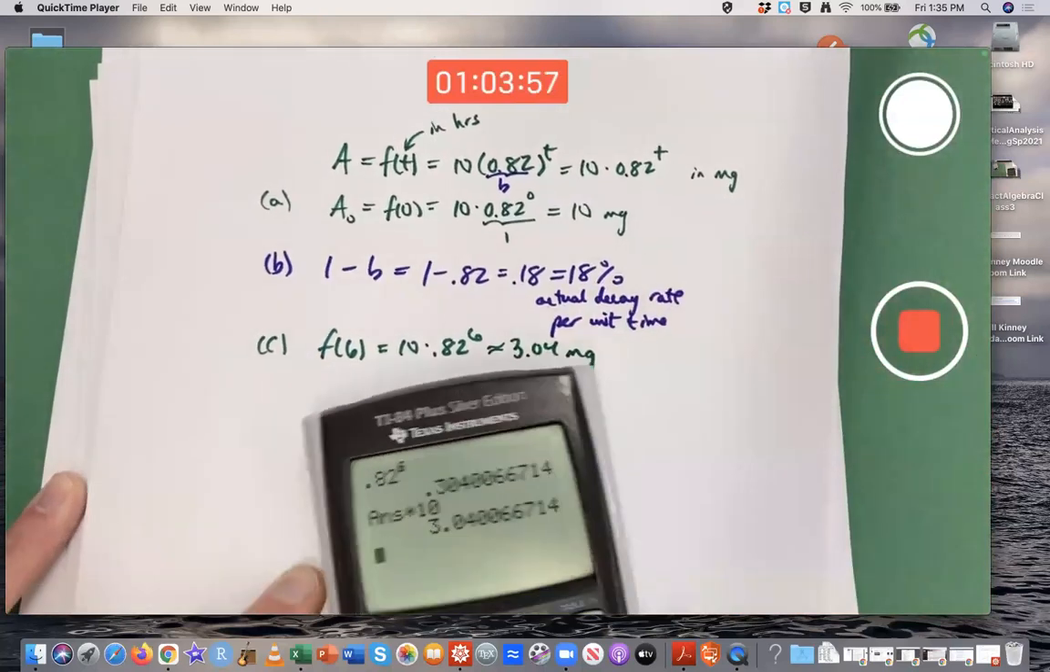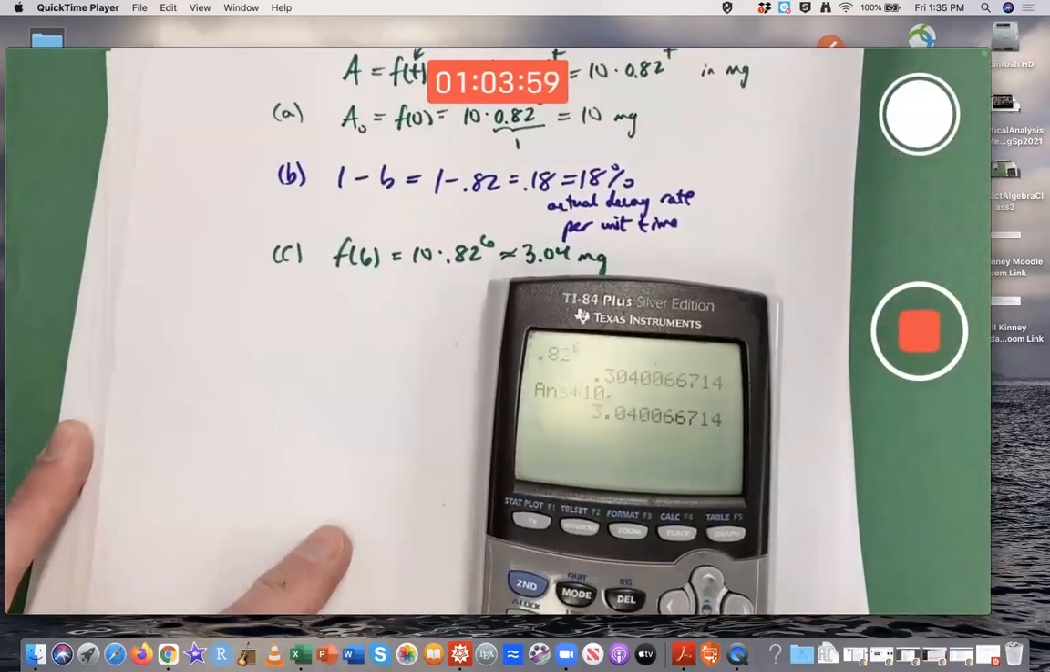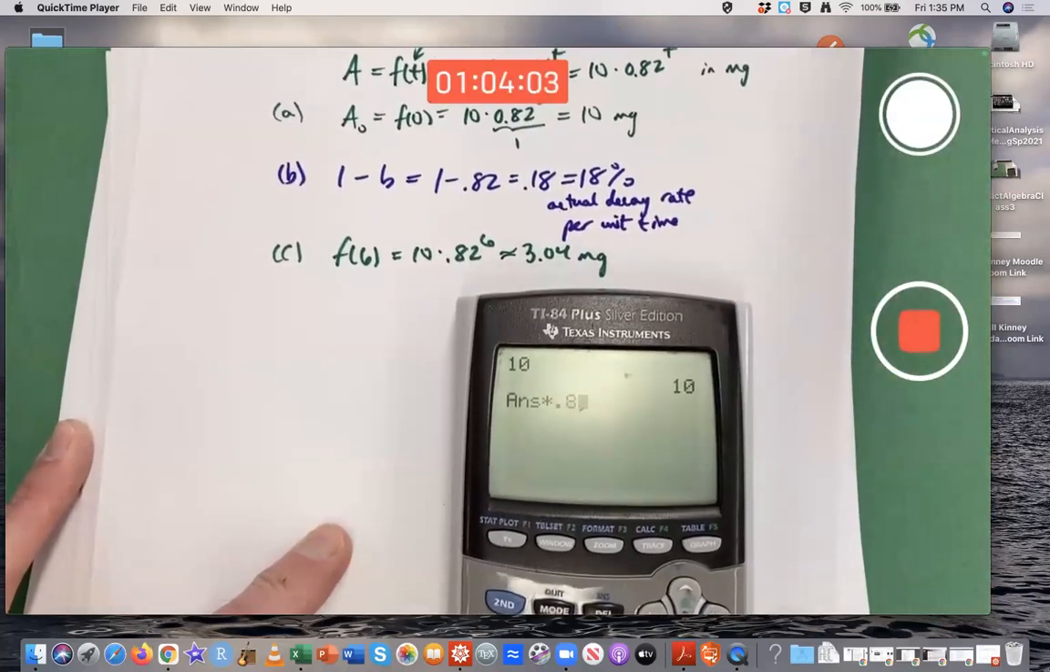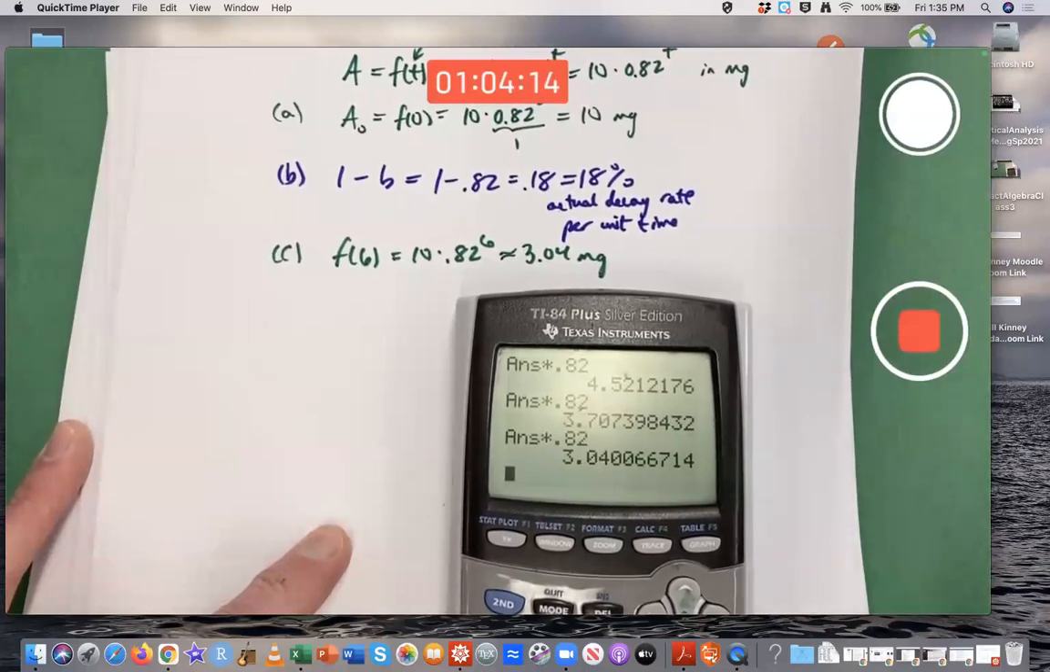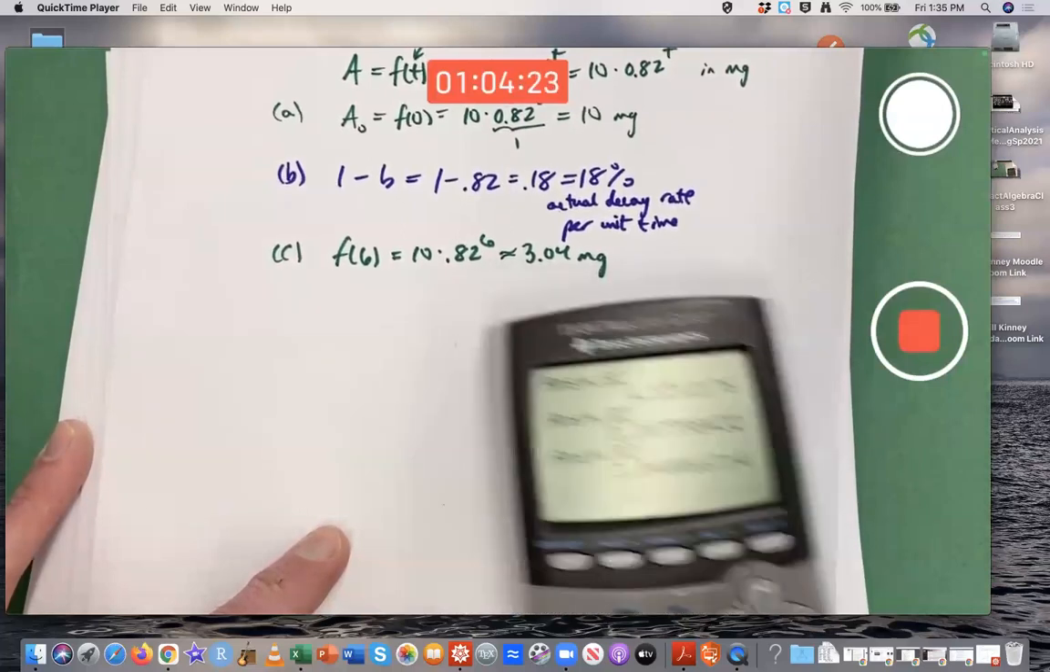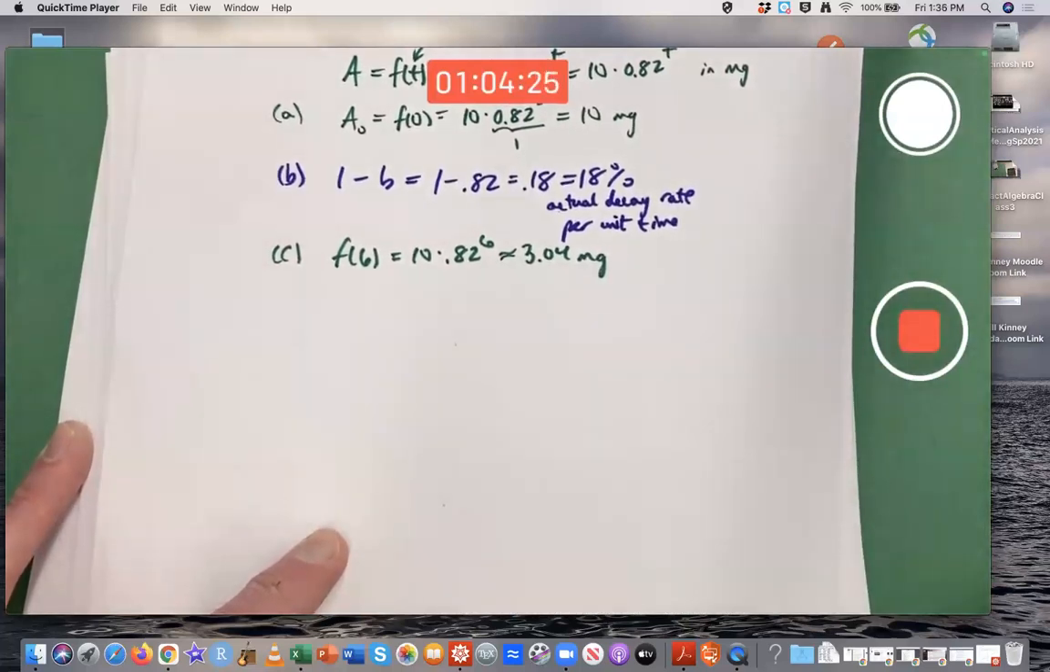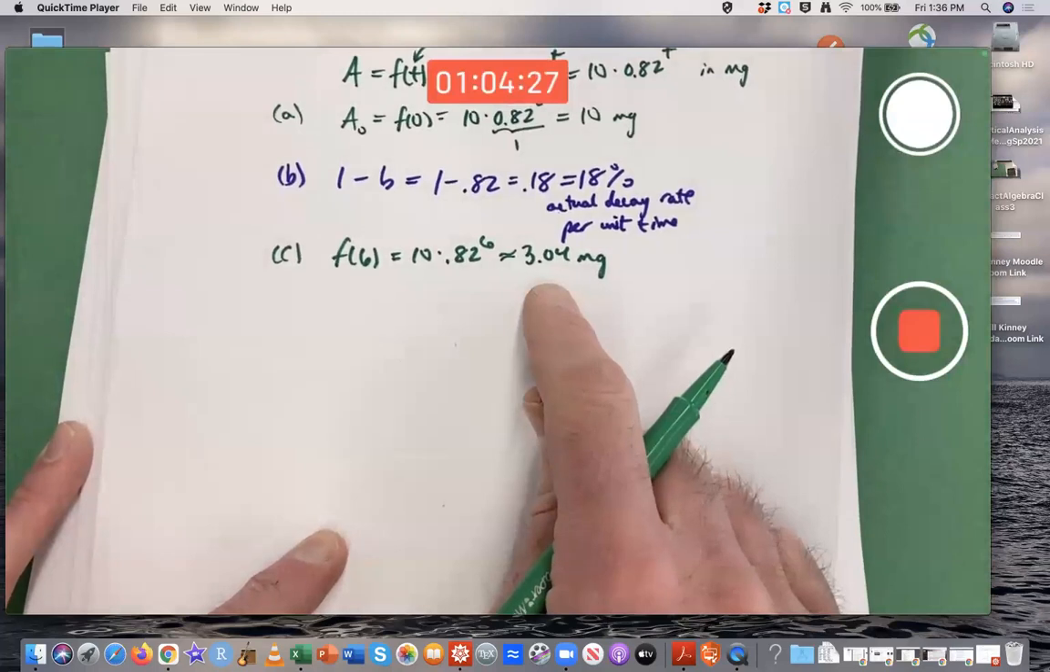And by the way, you could get the same answer by repeated multiplication. You could take 10, multiply by 0.82, 1 time, 2 times, 3, 4, 5, 6, and you get the same answer. But it's nice to have an exponentiation function in your calculator so you can avoid doing that over and over, especially if the power was really large. That's how much is left as a quantity in milligrams.